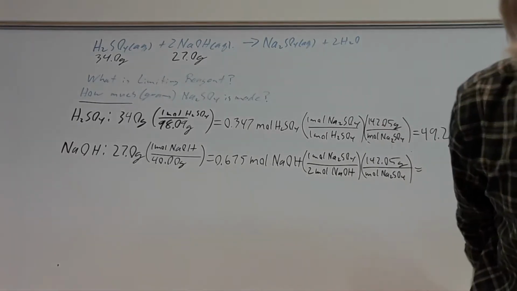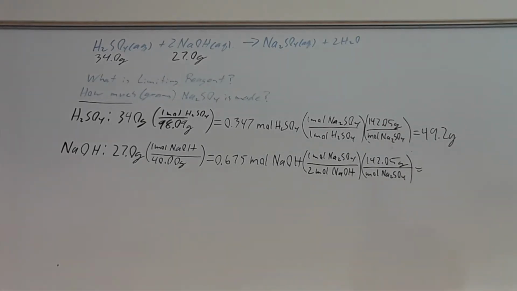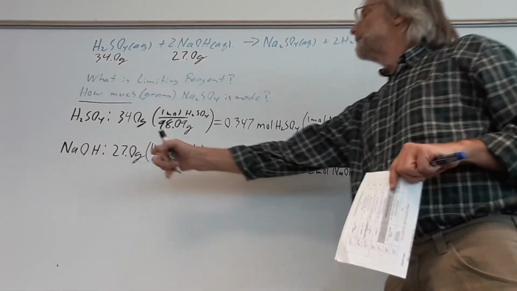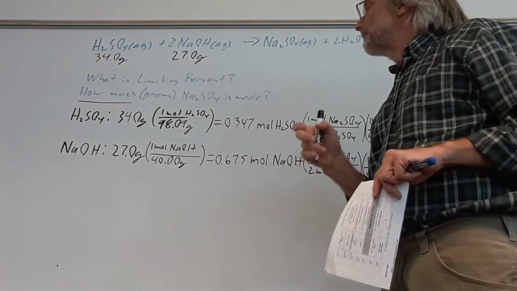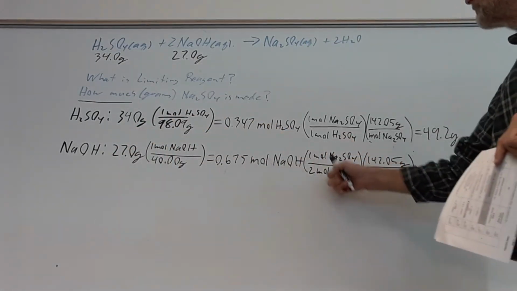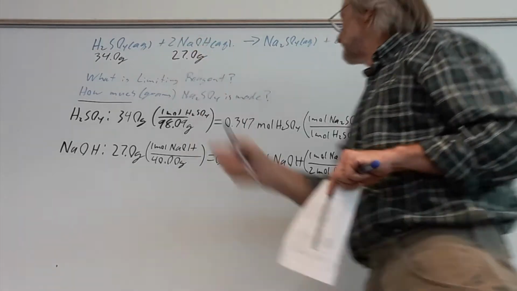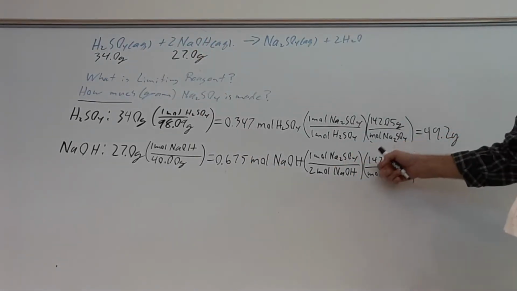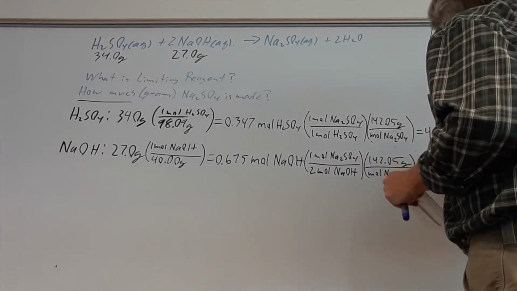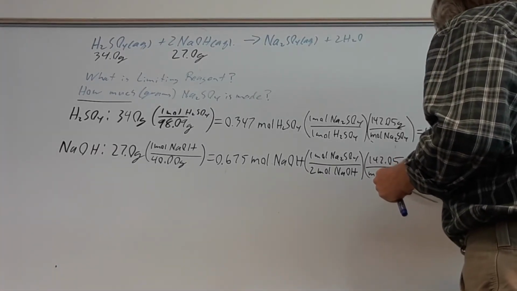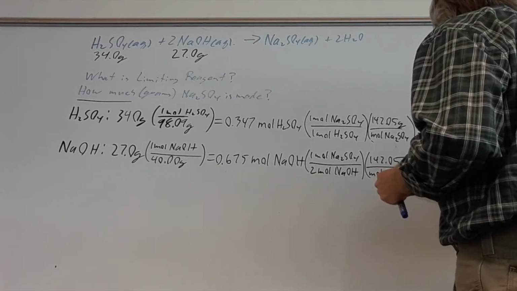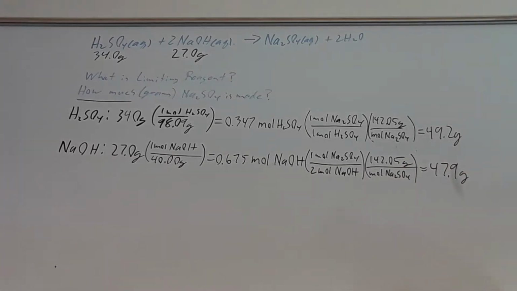We repeat the calculation with sodium hydroxide. The mass divided by molar mass gives us our moles. Multiplied by the stoichiometric ratio, now it's a 1-to-2 ratio. Multiplied by the molar mass of sodium sulfate, we get 47.9 grams.